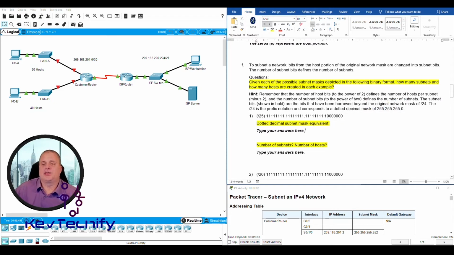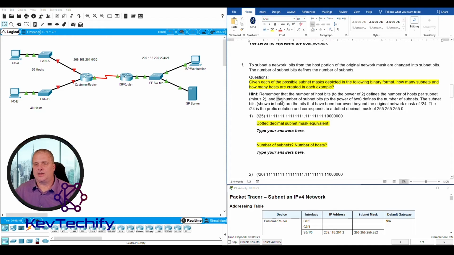They do give us a hint. Remember that 2 to the number of host bits defines the number of hosts per subnet, minus 2. Minus 2, once again, is because you can't use the first IP address, because that's a network address. You can't use the last IP address because that's the broadcast address.